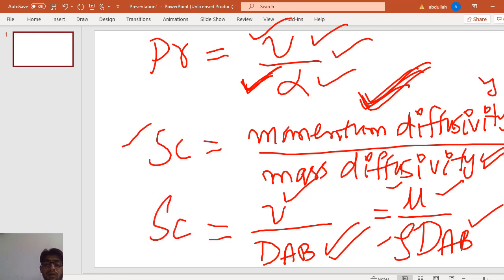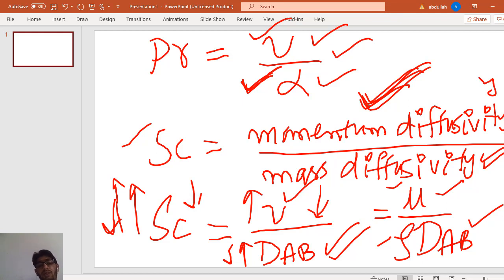So if the momentum diffusivity is high, the Schmidt number will be high. If the mass diffusivity is high, then the Schmidt number will be small. If the mass diffusivity is small, the Schmidt number will be high. If the momentum diffusivity is small, the Schmidt number will be very small. So the Schmidt number shows a relation between momentum transfer and mass transfer, and it is also a very important number in mass transfer, in distillation and in other mass transfer processes.